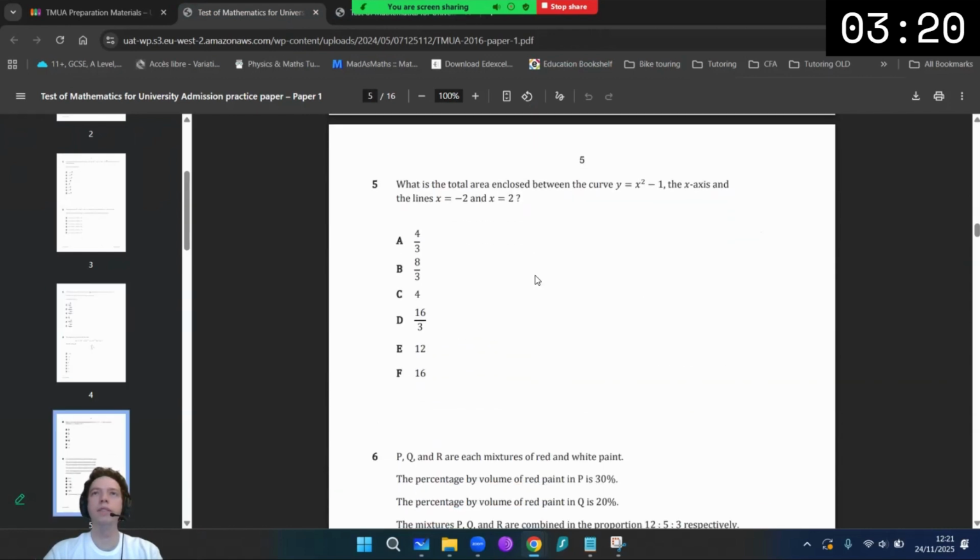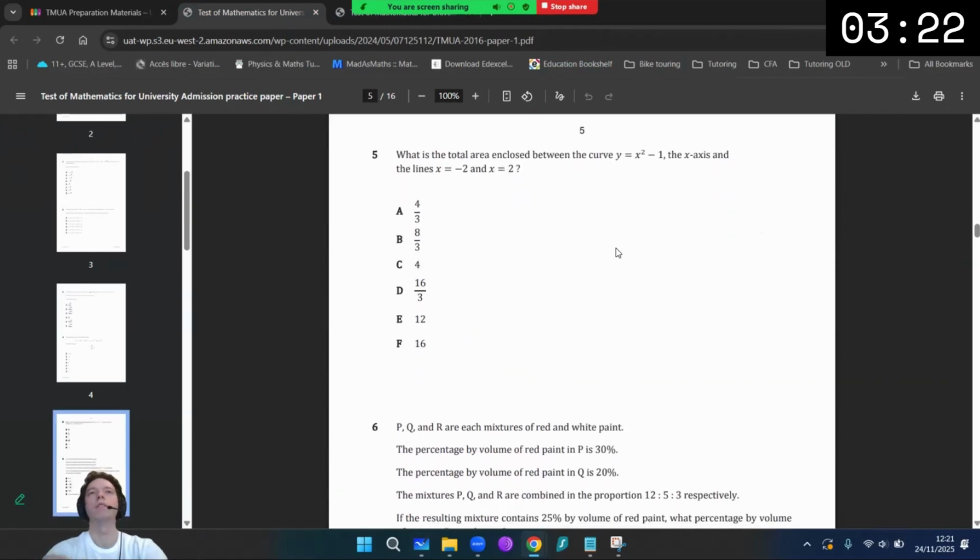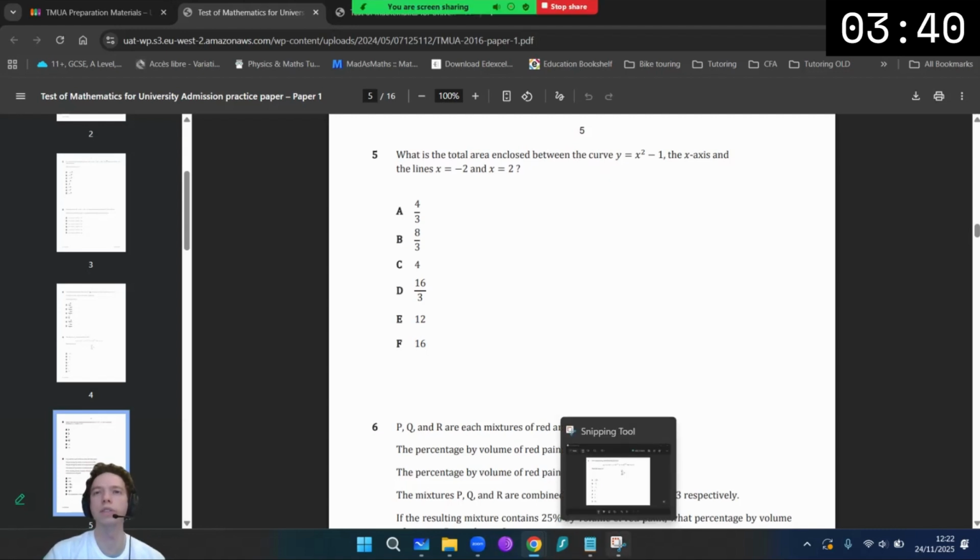Moving on to question 5. I forgot to ask you to try it yourself. Hopefully you did. What is the total area enclosed between the curve y equals x squared minus 1, the x-axis, and the lines x equals -2 and x equals 2? All right, have a go at this yourself. I'll just copy it to the board.